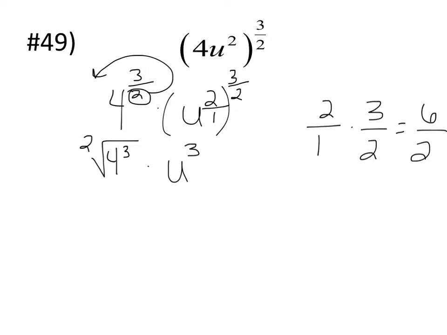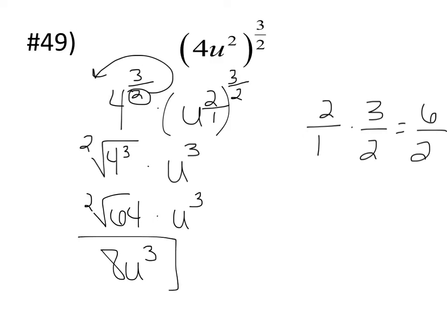Now over here, we've got the square root of 4 cubed. You can do this one of two ways. You can either say 4 cubed is 64, and then the square root of 64 is 8, so it ends up being 8u cubed, or you could have said the square root of 4 is 2, 2 cubed is 8. Either way, you'll get to the same answer.